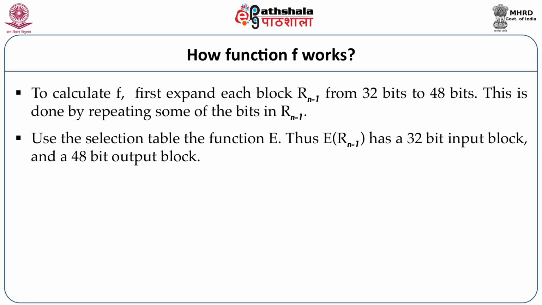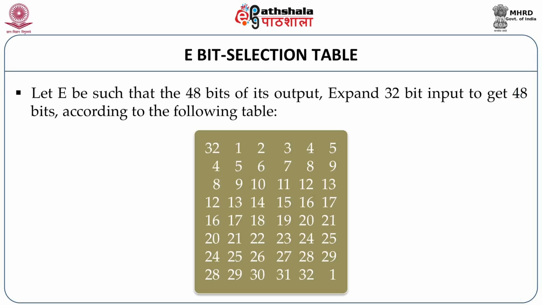You can see the expansion table or selection table in which we have repeated some bits. In the first row you can see 1, 2, 3, 4. Before 1 we have appended bit number 32 and after 4 we have appended bit number 5. In the second row, in the middle, it is 5, 6, 7, 8. Before 5 we have appended the 4th bit and after 8 we have appended the 9th bit. In such a way, by repeating the bits, we have generated a 48 bit output out of 32 bits.